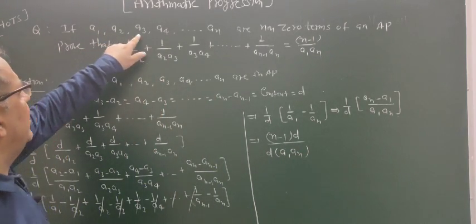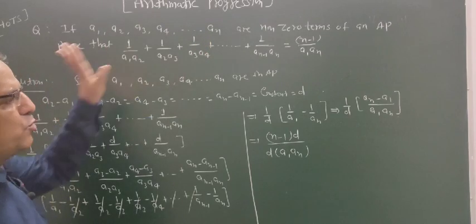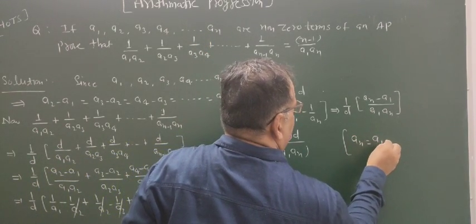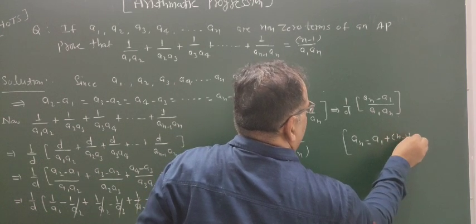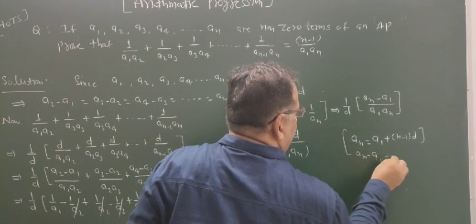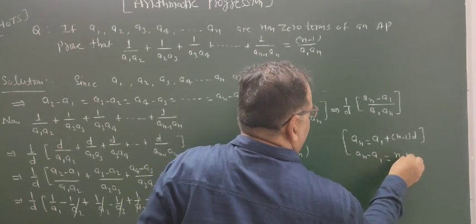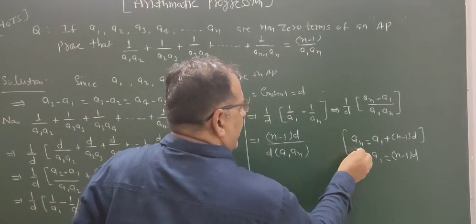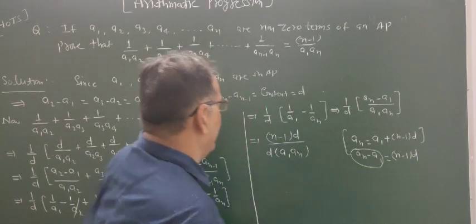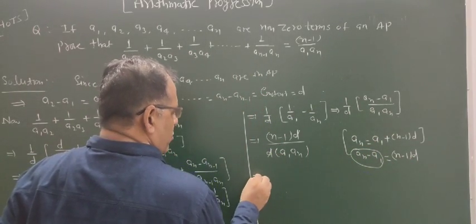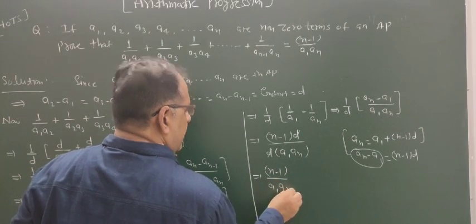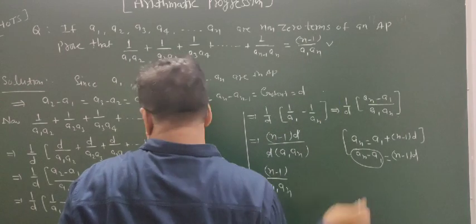Here a1, a2, a3, a4, an are non-zero terms of an AP. So the nth term of an AP is given by an equal to a1 plus n minus 1 into d. Similarly, in the next step we have an minus a1 equal to n minus 1 into d. So an minus a1 in the numerator is replaced by n minus 1 into d. d and d cancel out. So finally we have n minus 1 upon a1 an. This is the right hand side of this question.